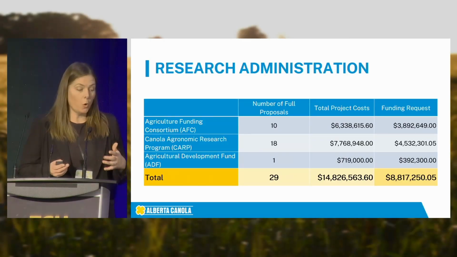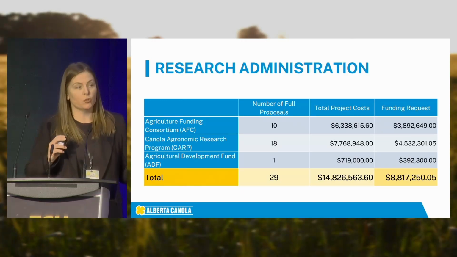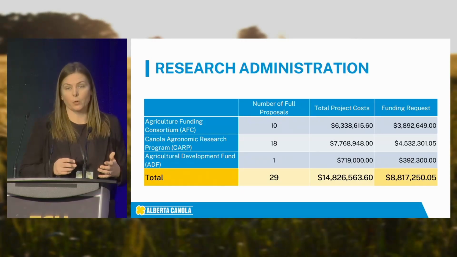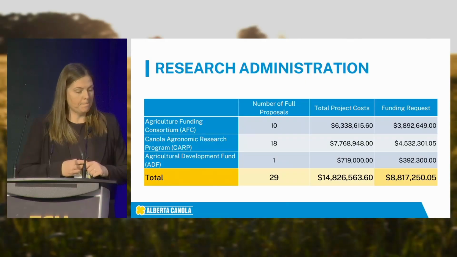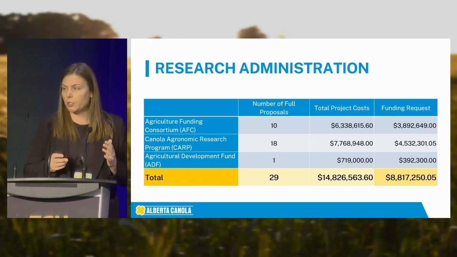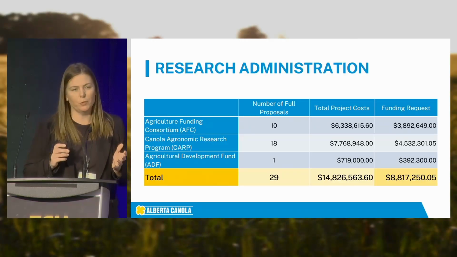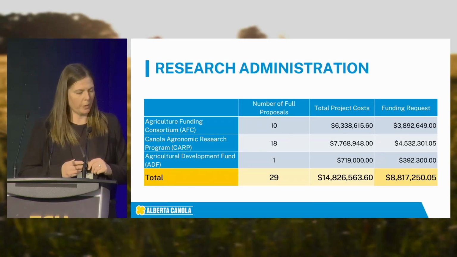And when we co-fund, we can stretch our dollars even further, so we're really big on leveraging and trying to get the most out of every Alberta Canola research dollar because research funds are limited. And then, yeah, we're in the middle of figuring out how many projects we're going to fund. Usually it works out to 10 to 12 new projects a year out of those 29 that we're looking at right now.